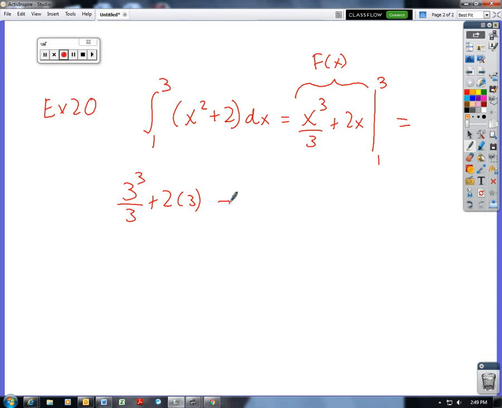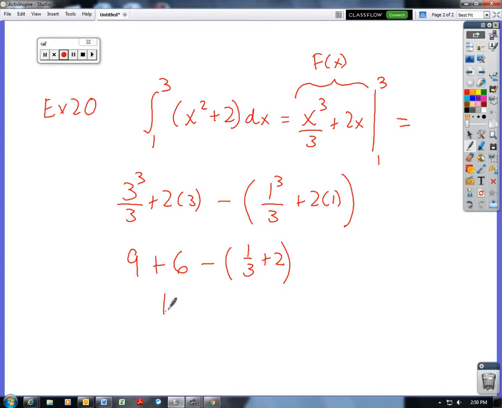Because I have a sum, I'm going to need parentheses, because I'm going to be subtracting the entire sum. And then I'll be plugging in 1 for x. I'm just going to write this out so you can see what I'm doing. And then it's just a matter of simplifying it. So 3 cubed is 27. 27 divided by 3 is 9. Plus 6 minus parenthesis 1/3 plus 2. And we could go ahead and do 9 plus 6.